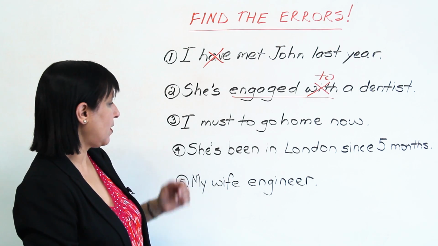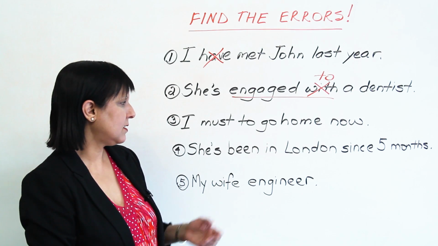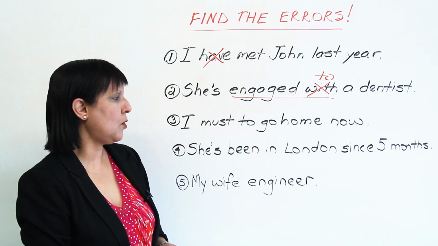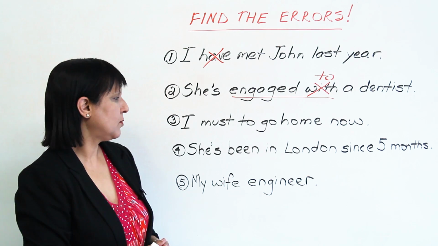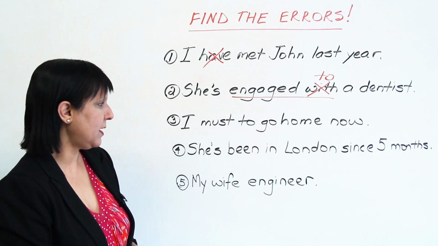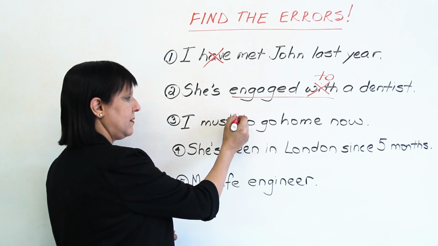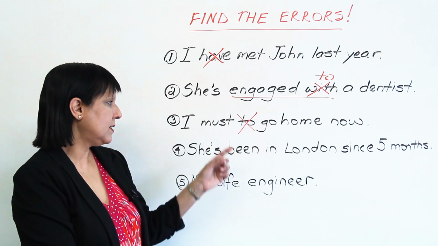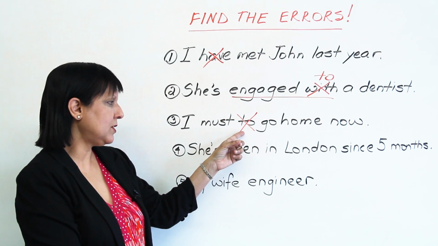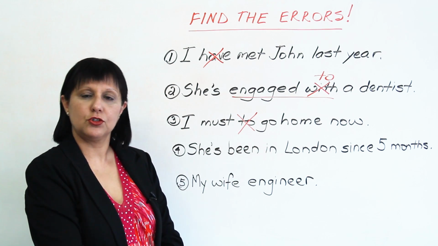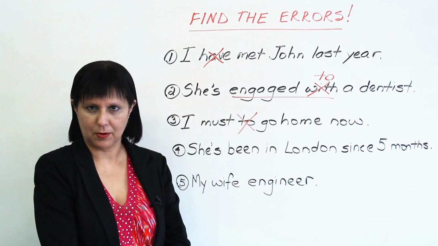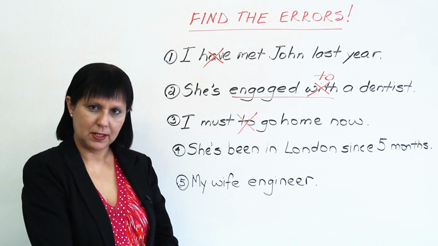Alright. Next one. I must to go home now. Alright? What's wrong there? Okay. So here is the error. The error is the fact that we don't need to say I must to go, but just I must go home now.